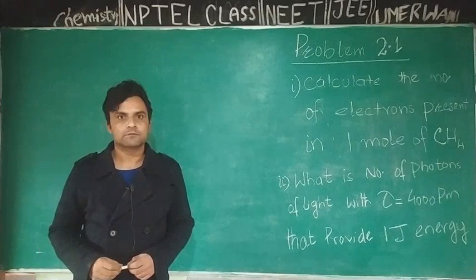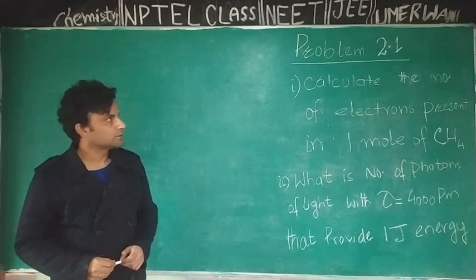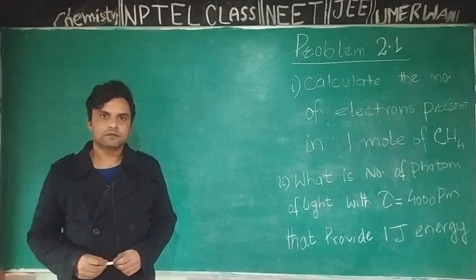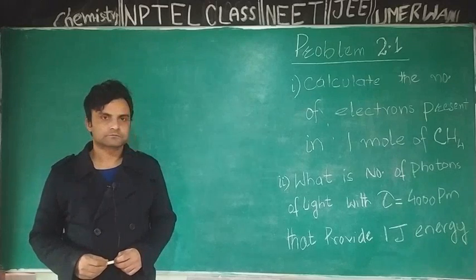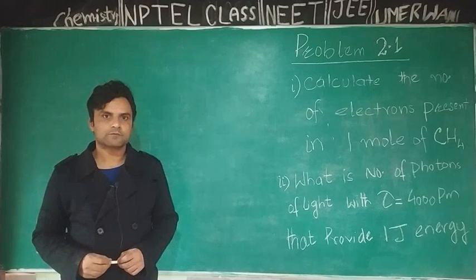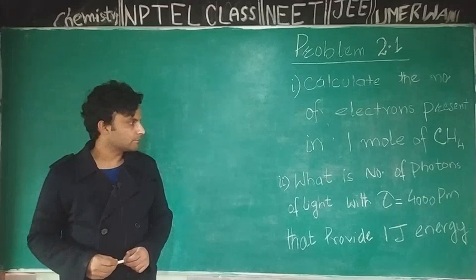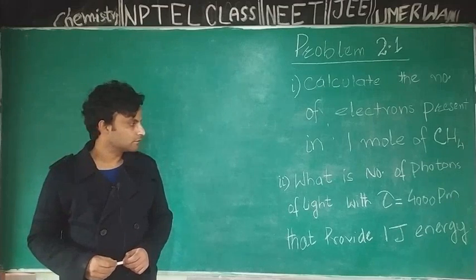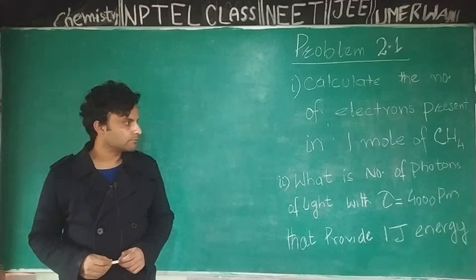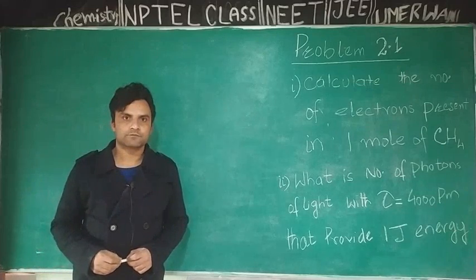Here is chemistry detective to solve your chemistry class 11th NCERT problem 2.1 from your unit 2nd, that is structure of atom. Problem has two parts. In part first, we have to calculate number of electrons present in 1 mole of methane, and in part second we have to calculate number of photons of light with wavelength 400 picometer that provide 1 joule energy.